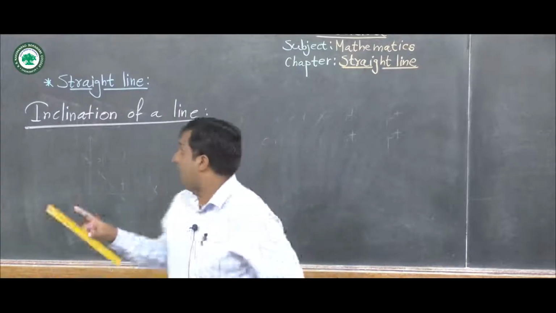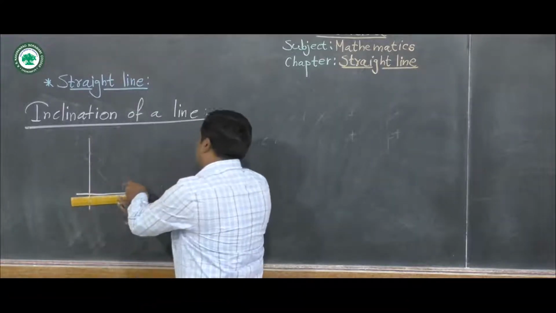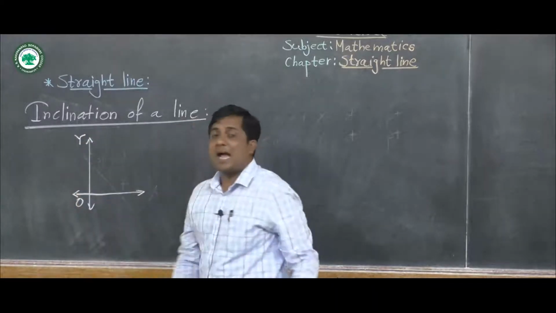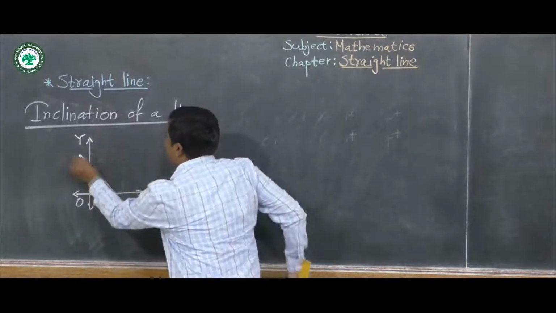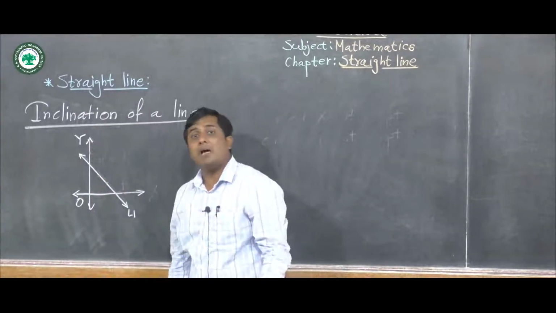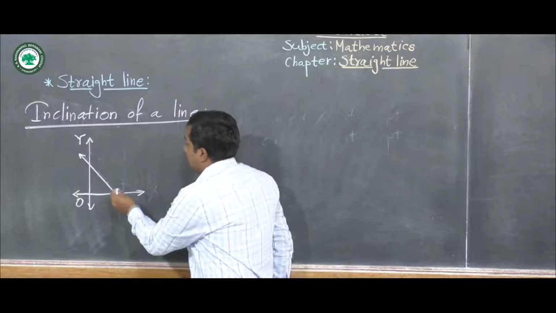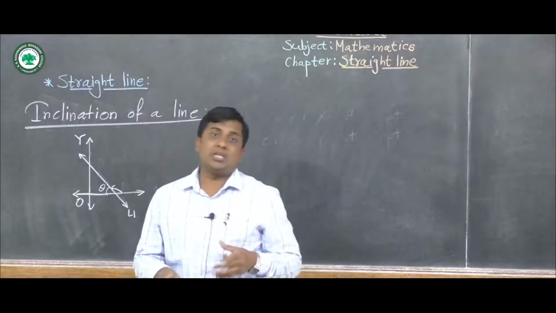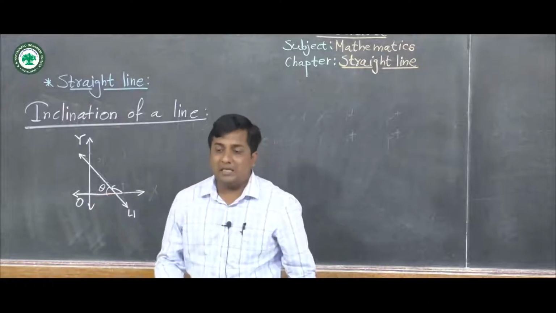Again, to define this part, we consider one figure. Let us consider the coordinate axis like this. This is our x-axis, then here is our y-axis. Here the origin is at O. Then we consider one line, suppose this is our line L1. Here we have to consider the acute angle made by the line with the x-axis. Here we have theta. This theta is called the inclination of the given line.